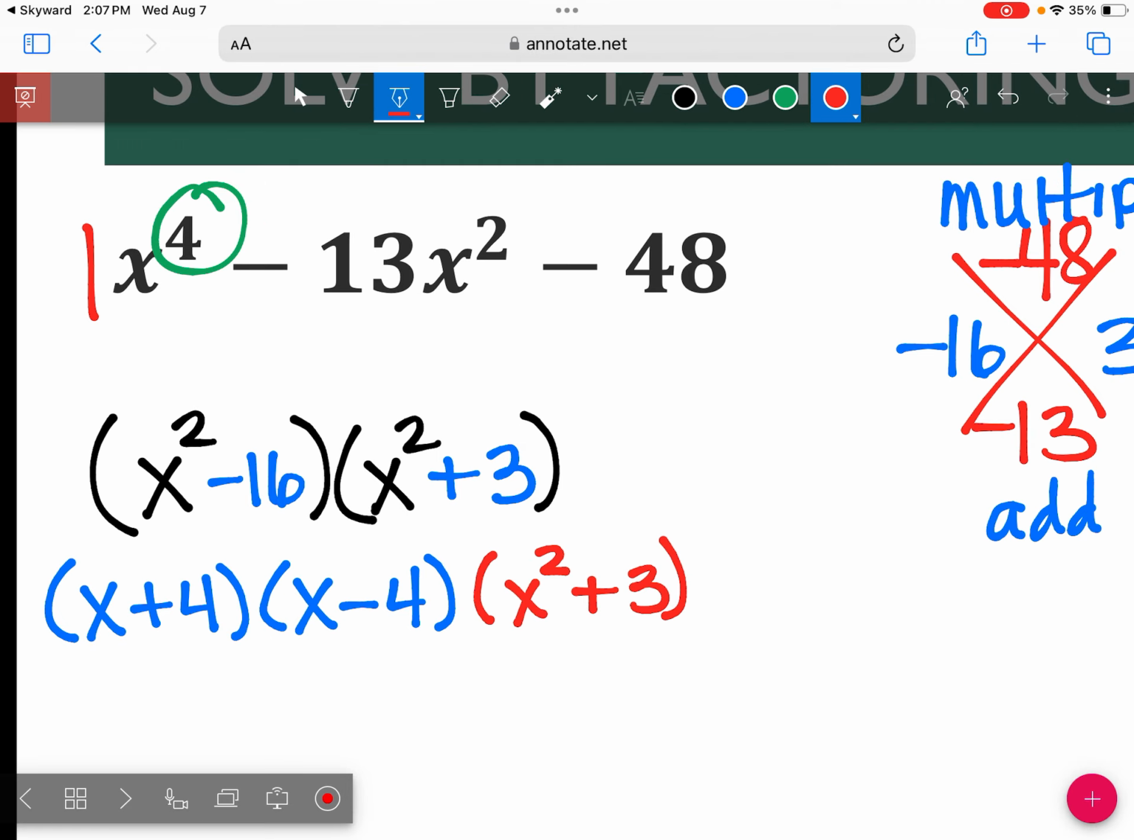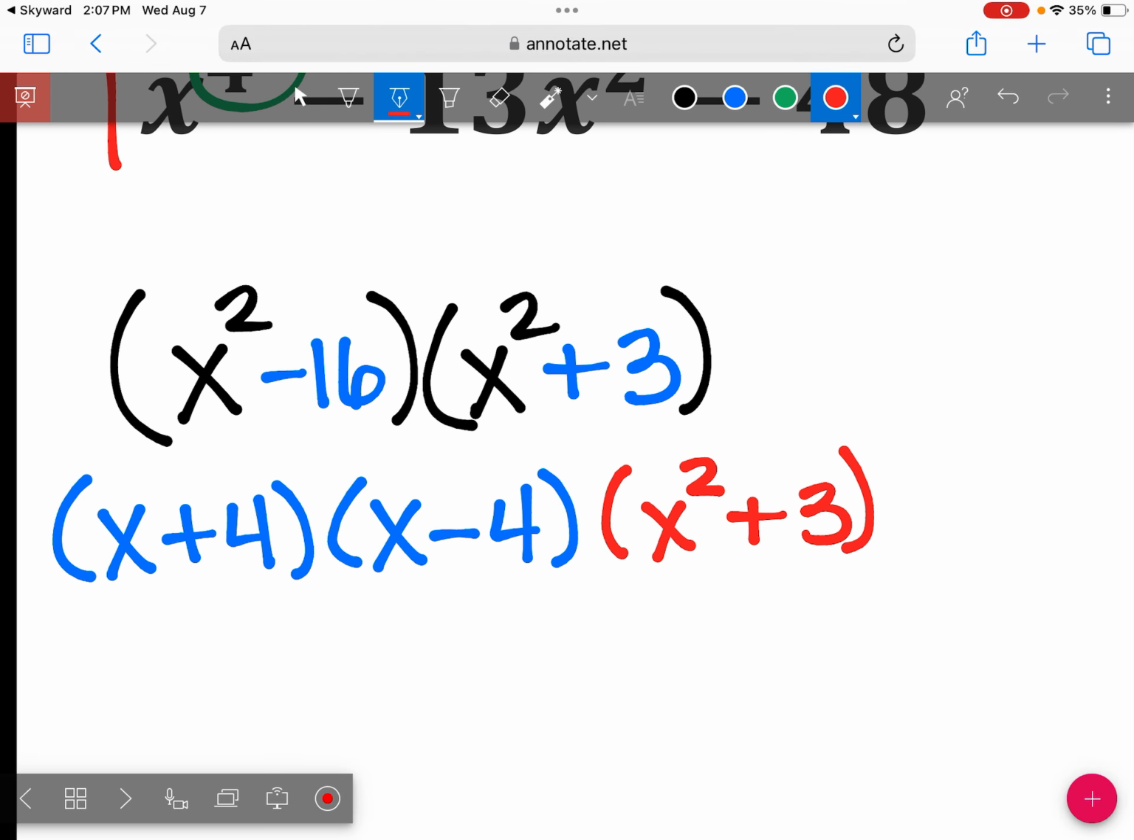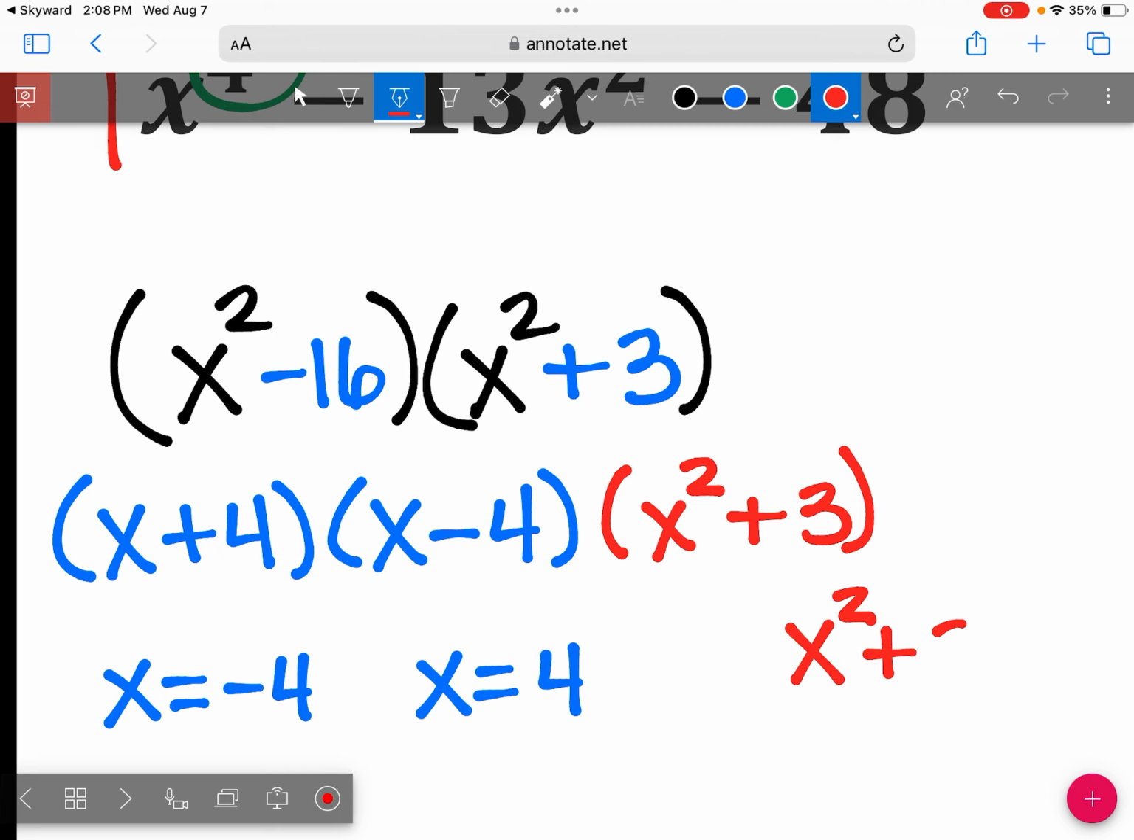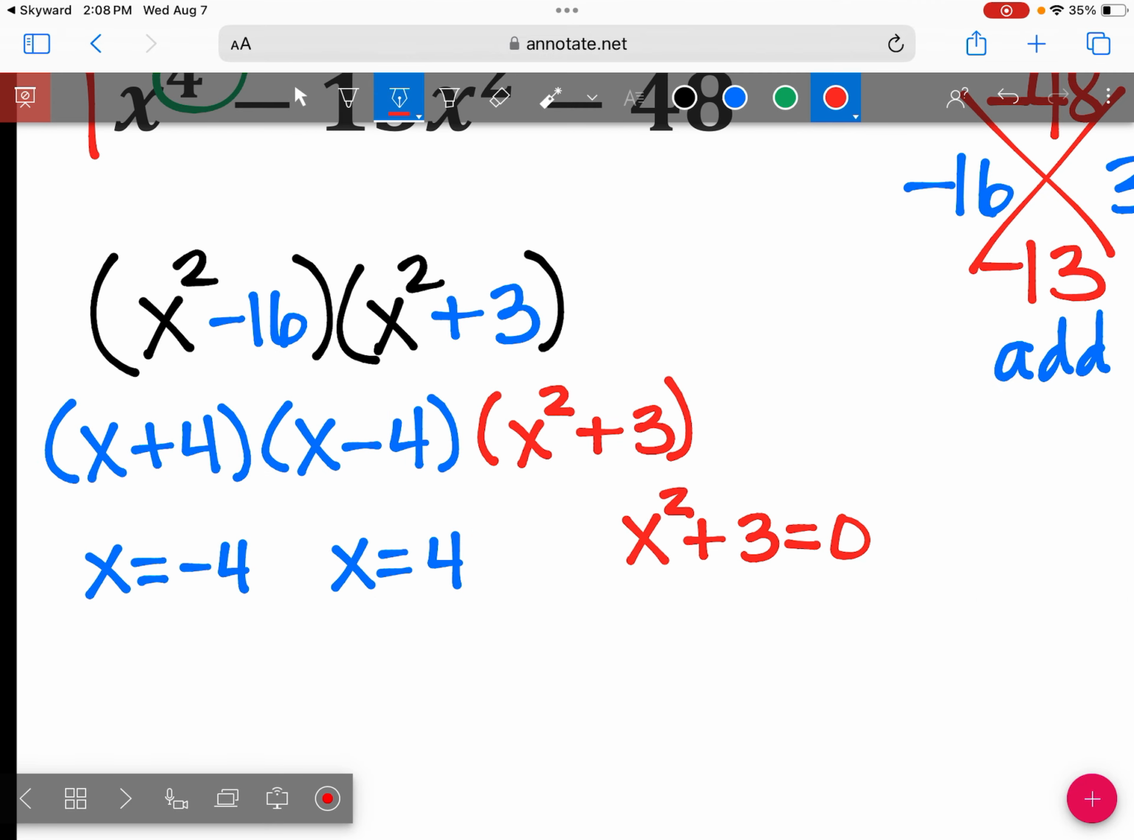So take each one of these parentheses and set them equal to 0 to get your solution. So take x plus 4, set that equal to 0. X minus 4, set that equal to 0. And now this x squared plus 3, when we set that equal to 0 and solve it, that one is a little different. So what am I going to do first to solve that? Subtract the 3.